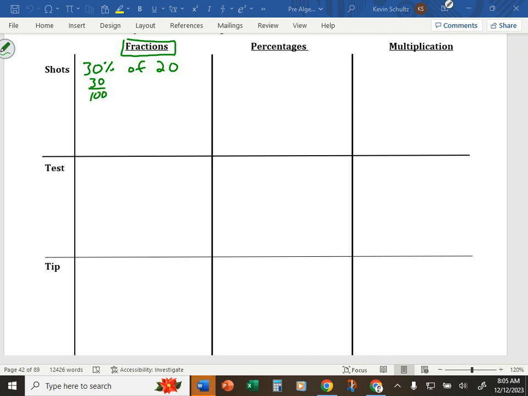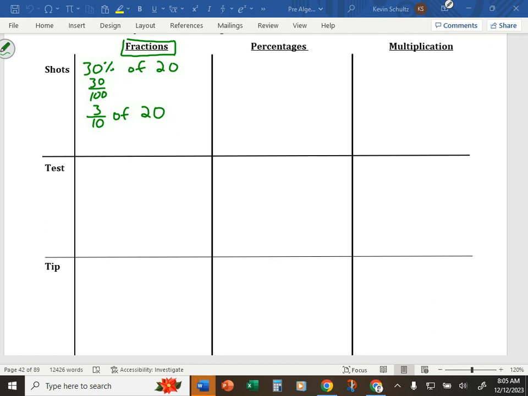Okay. If we can reduce that, it will help our numbers be a little bit smaller. So what is 30 hundredths reduced to be? 3 tenths. Okay. Either divide both by 10, cancel the 0 that each of them has, whatever it takes, down to 3 tenths. So we can think about this as 3 tenths of 20.